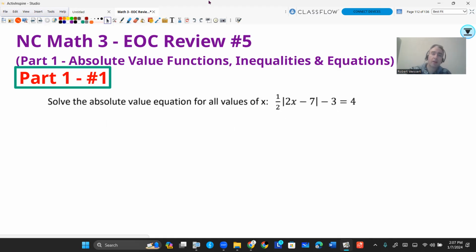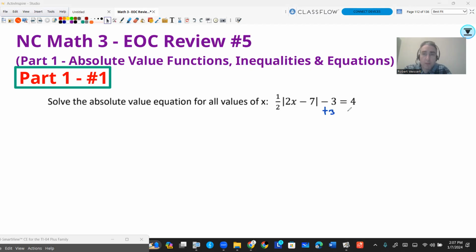How do I solve an absolute value equation by hand? Well, this video is going to address that. So the first thing is we want to solve that by hand. Anytime that you have an absolute value equation, you want to isolate the absolute value. Start with adding or subtracting the numbers that are outside. 4 plus 3 is 7. So we have 1/2 absolute value, 2x minus 7 is equal to 7. Then your next step is going to be getting rid of anything that's outside.